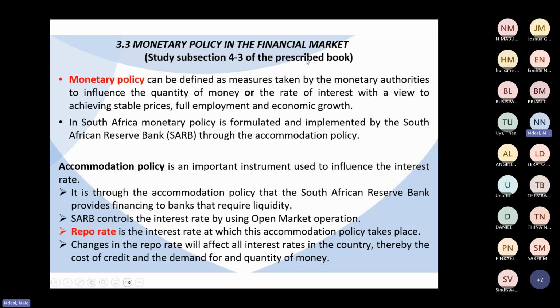So now let's move on to the last section, which is 3.3, the monetary policy in the financial market, subsection 4.3 in your prescribed textbook. For this subsection, we have to describe monetary policy, explain how the central bank influences the interest rate in the financial market, and lastly, explain the conduct of monetary policy in South Africa.